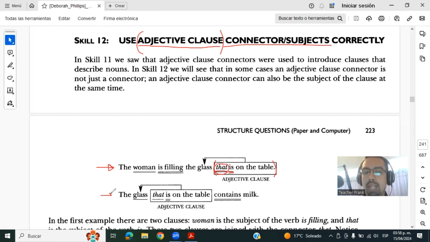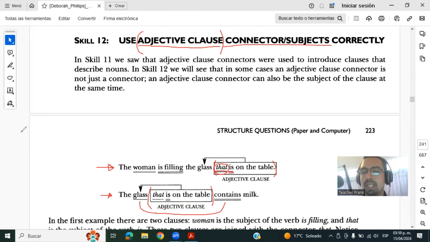Now, remember that this can be split or divided, right? The adjective clause can split or divide the first clause. Like, for example, here, this is going to be my adjective clause. The glass that is on the table contains milk. That is on the table is my adjective clause, but the original sentence is the glass contains milk, right? Remember, if we were to eliminate the adjective clause, the sentence would still make sense. I could just say the glass contains milk and that's it.